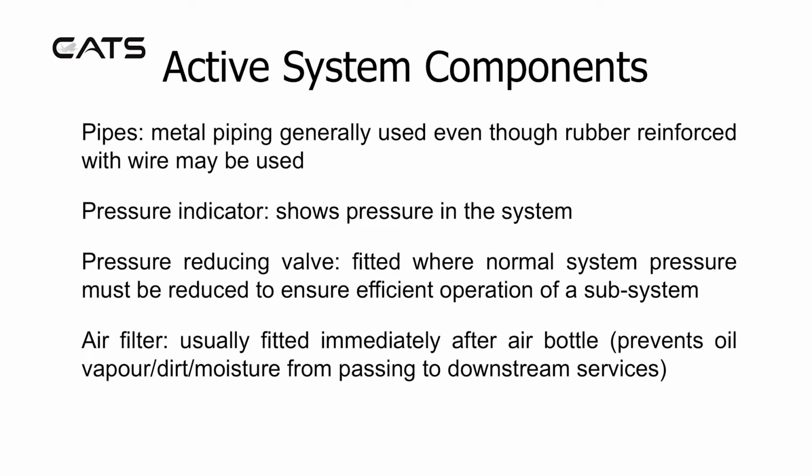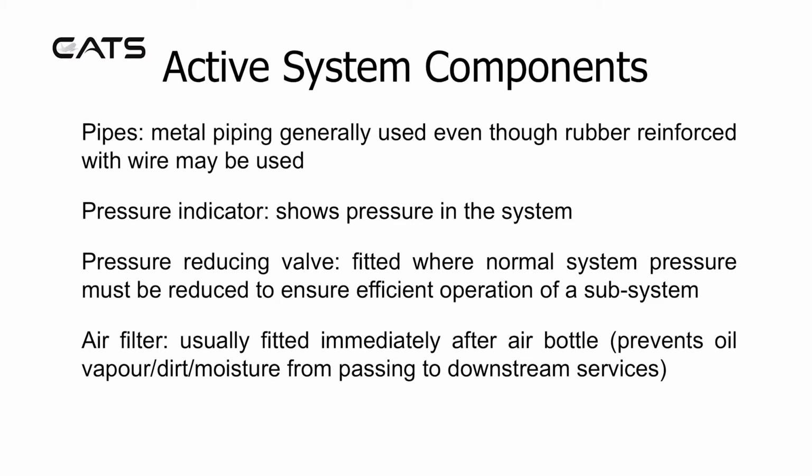The pipes. Metal piping is generally used even though rubber reinforced with wire may be used. Pressure indicator shows pressure in the system. The pressure reducing valve is fitted where normal system pressure must be reduced to ensure efficient operation of a subsystem.